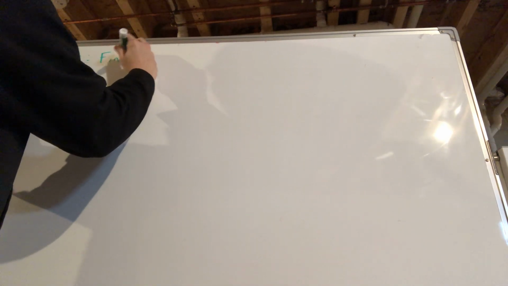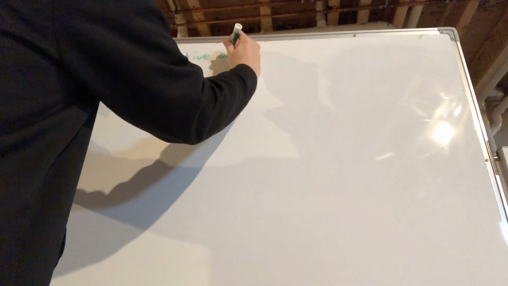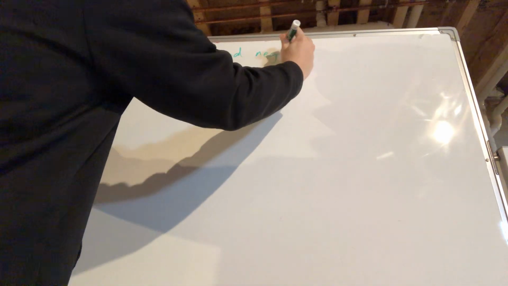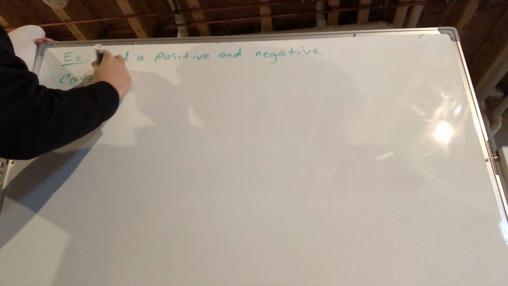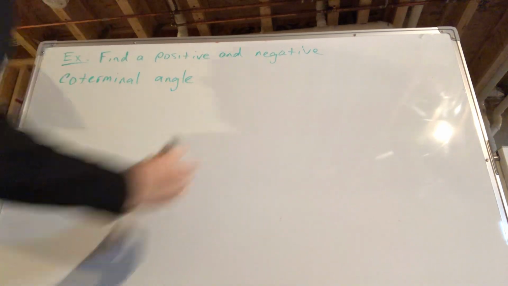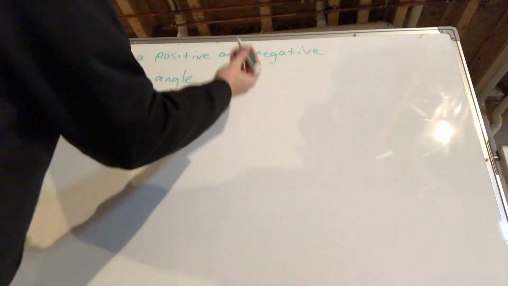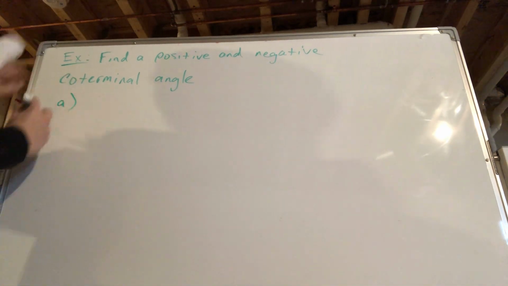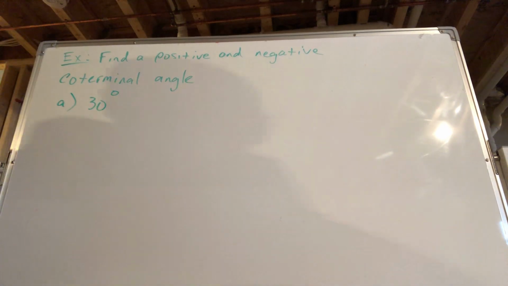Example: find a positive and negative coterminal angle with the given angle, but I won't write that down. So part A is going to be 30 degrees. I'll try to fill in parts B and C later. There are 3 parts to this.